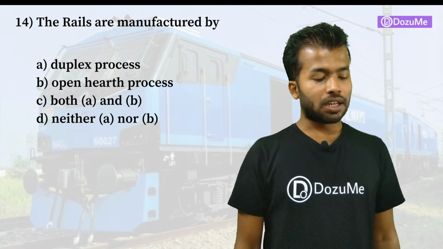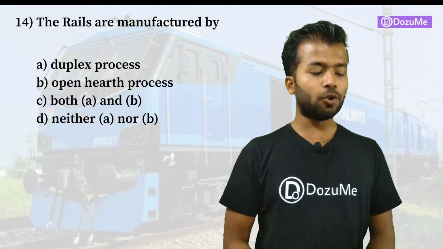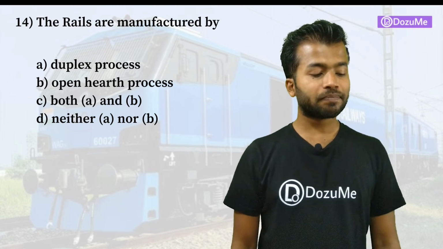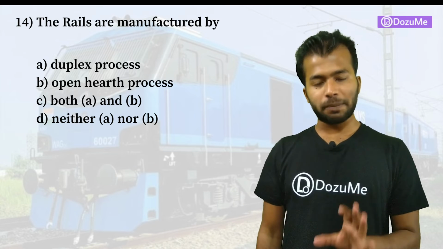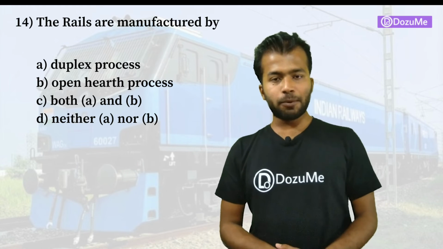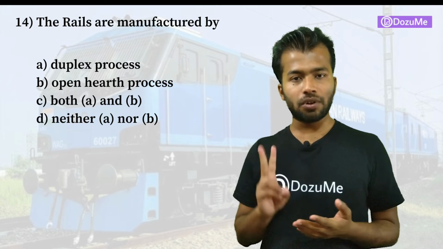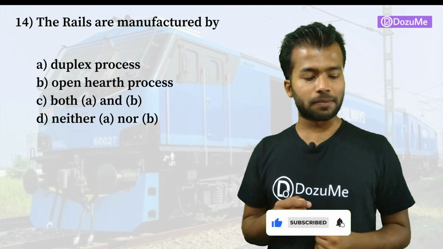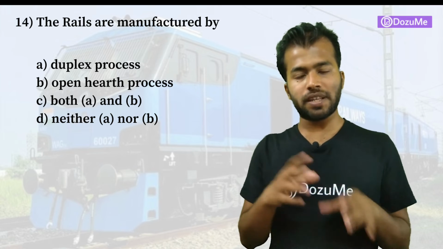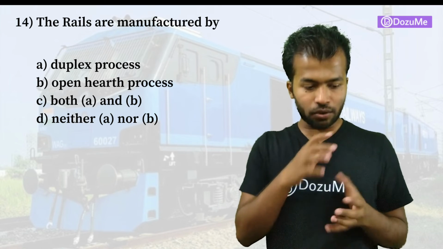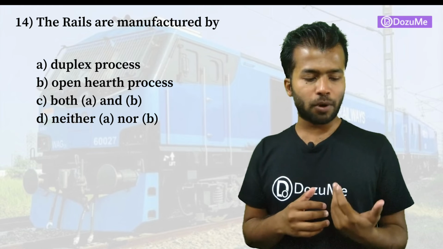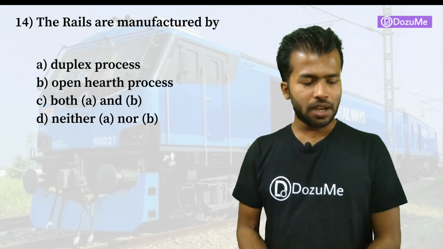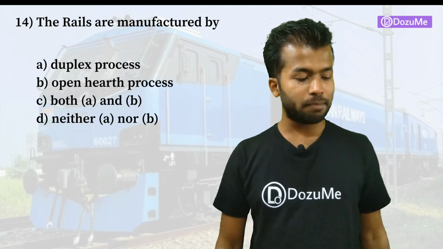Question number 14. The rails are manufactured by: option A, duplex process; option B, open hearth process; both A and B; neither A nor B. So what is the duplex process? If you know the answer, comment it. The duplex process consists of two processes: the Bessemer process and the open hearth process. The open hearth process is more popular than the duplex one. Basically, rail sections are manufactured by both processes. So option C, both A and B, is the correct answer.